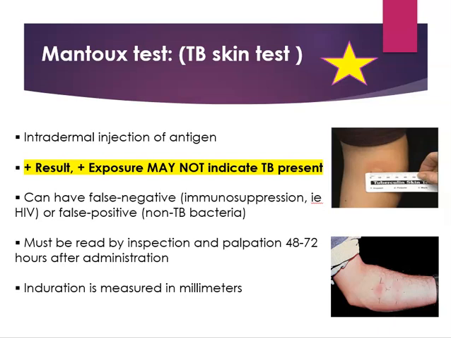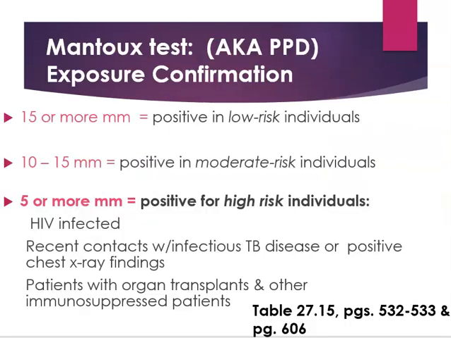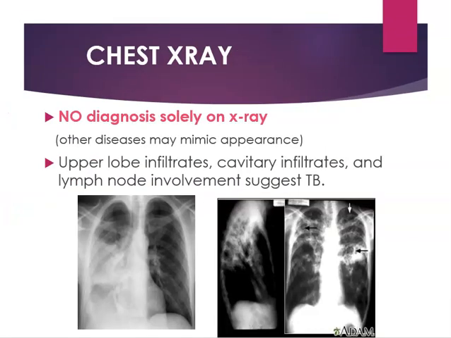Super important fact. The induration, which is basically a lump, is measured in millimeters, and the size in millimeters depends on whether you're a low risk, moderate risk, or high risk individual. Obviously, the higher risk the individual, the smaller the induration has to be to classify them as having active TB. You don't need to know the numbers, just know that folks of higher risk don't need a fairly large induration to have a positive reading.